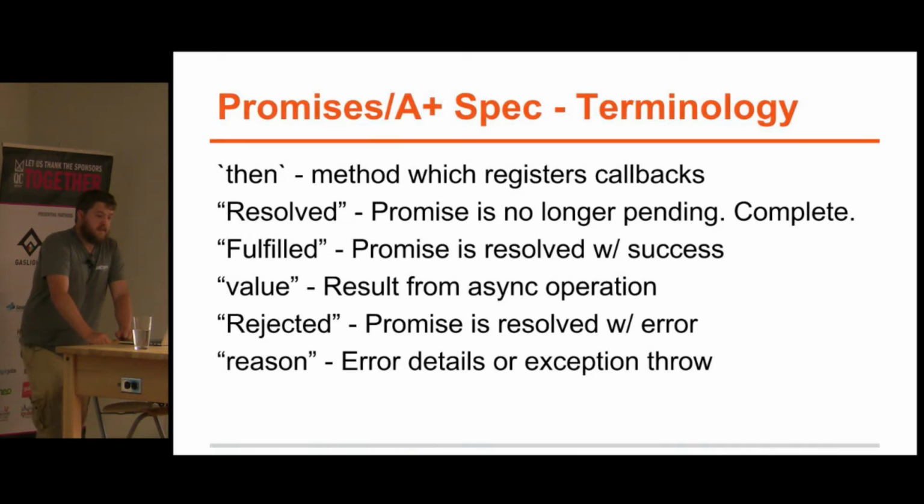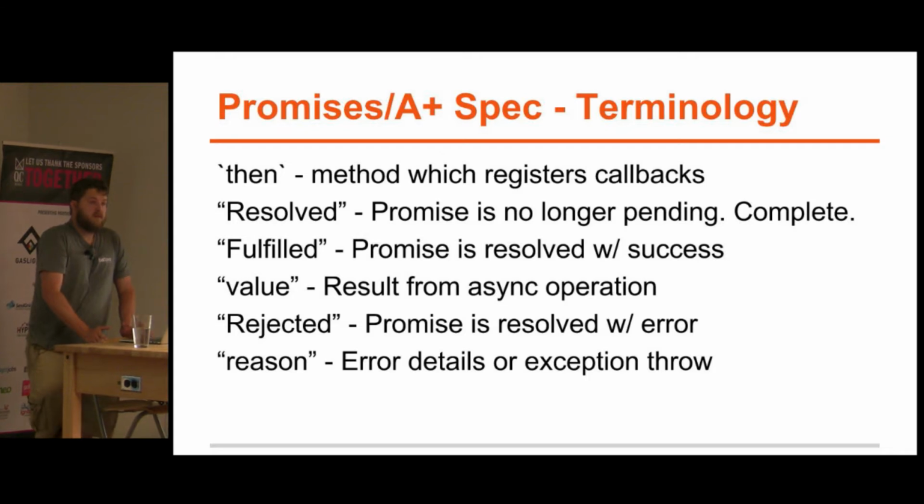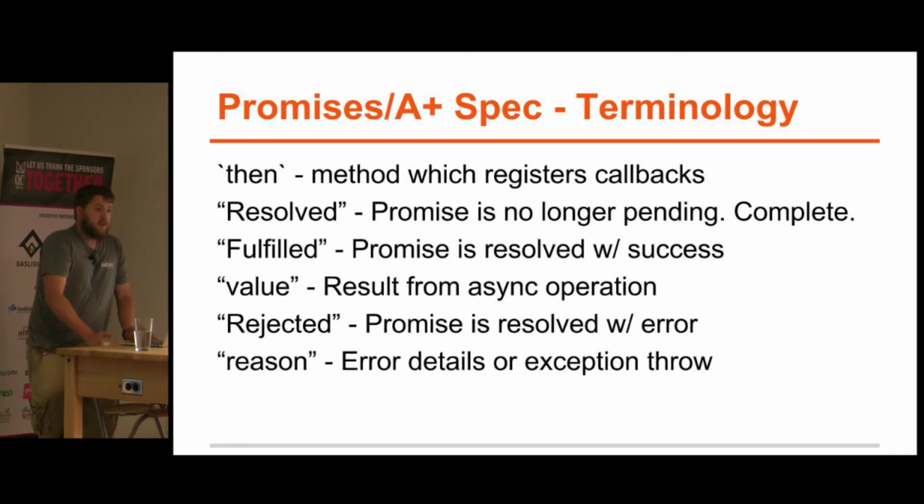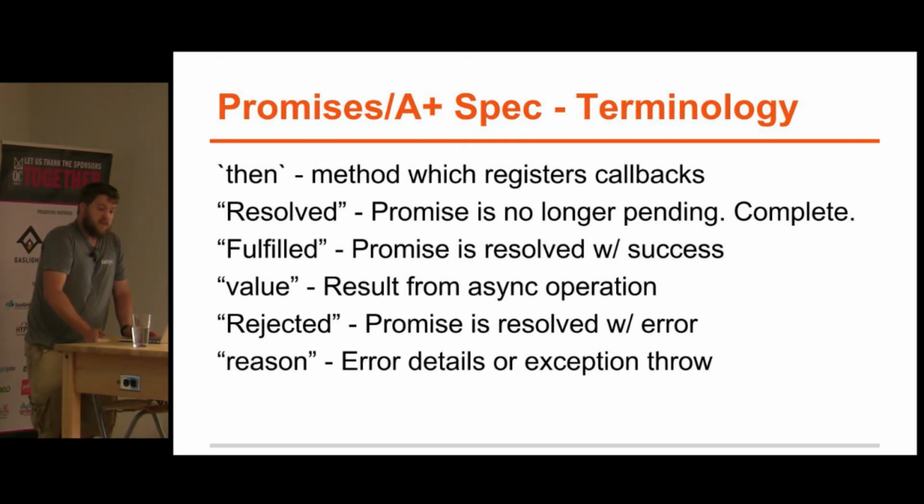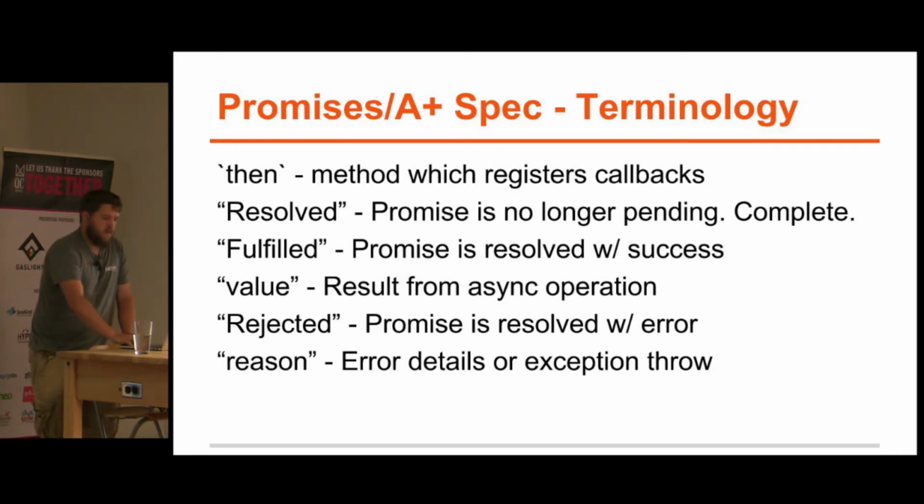Then is just a method that you hook up callbacks to. I'll show examples of that. Resolved is when the promise is no longer in a pending state. It's when it's been completed. Fulfilled is when the promise was resolved with a successful state. Value is the value that's resolved with a successful state. Rejected is when it's resolved with an error state. And reason is the reason for the error.